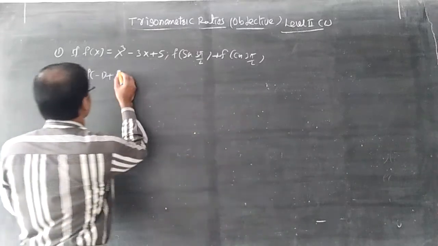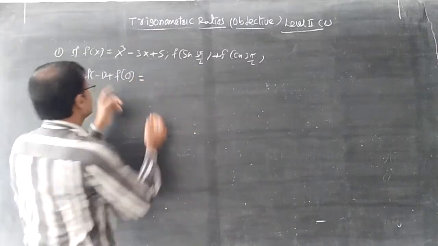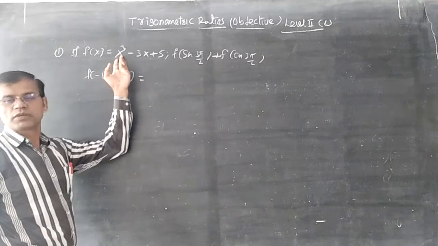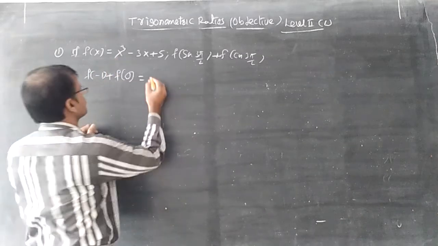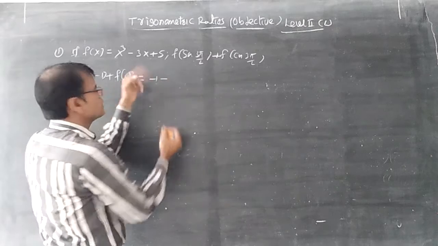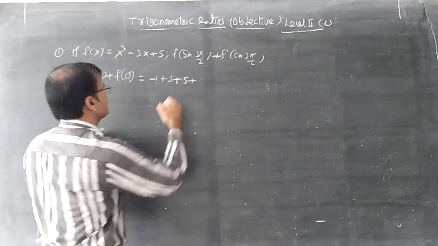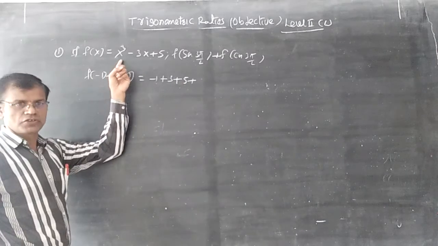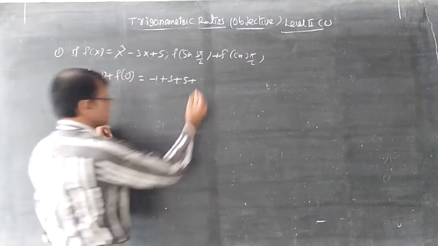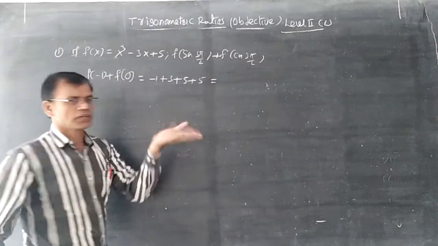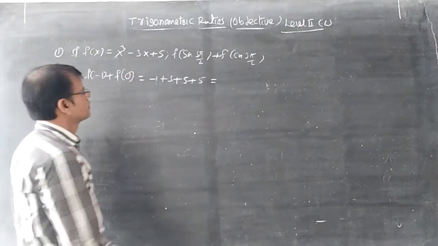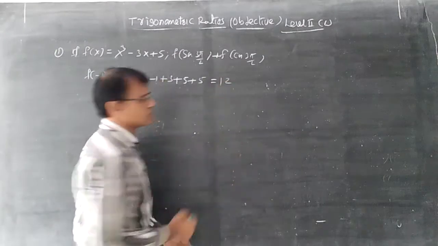So f of minus 1 plus f of 0. For f of minus 1 you have to substitute minus 1 here. Minus 1 whole cube becomes minus 1. Minus 3 into minus 1 becomes plus 3, and this is plus 5. For f of 0, substituting 0 here, 0 minus 0 plus 5 is 5. So calculate the value. This is 12.